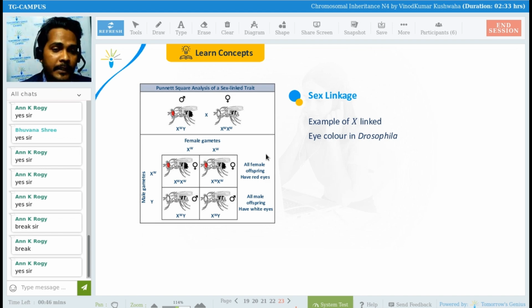Even in the case of Drosophila, you can see this is also a kind of X-linked gene, which is generally found in the eye color in Drosophila. So eye color in Drosophila is also a kind of sex-linked inheritance. Clear?